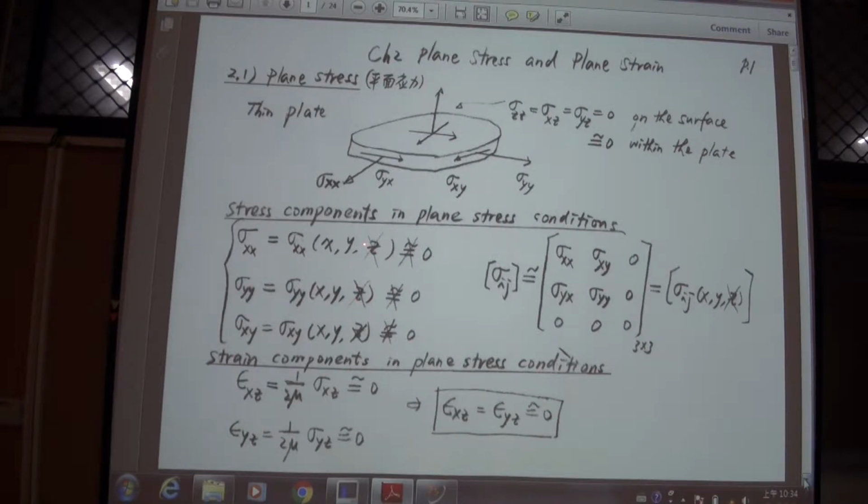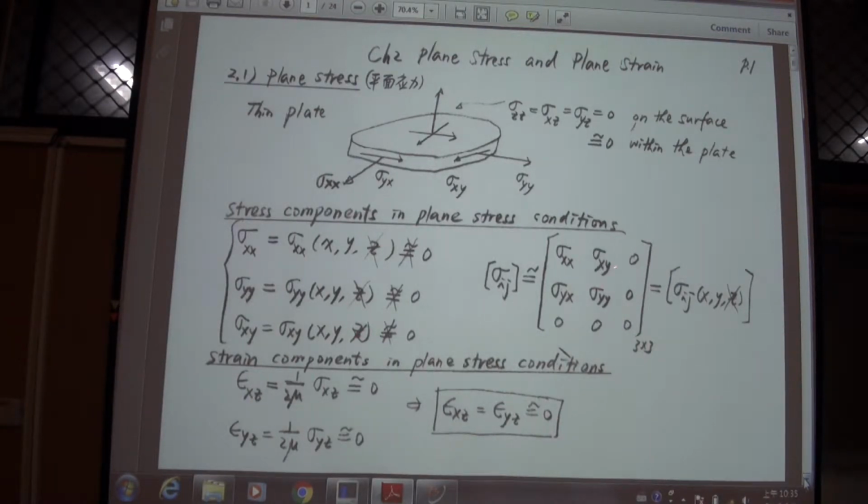And also all these three stress components do not depend on z. Why? Because the plate is so thin. So these three components behave just like constants along the z axis. We say that these three stress components do not depend on the z coordinate.